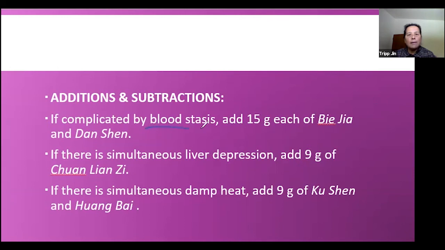If there is blood stasis, we can add 丹参 to move blood. 鳖甲 belongs to the yin tonifying herbs. So when we're moving blood, we need to tonify some blood. That's a kind of balance there. And if there is liver qi stagnation, we add 12. And for damp heat, we add 苦参 and 黄柏 to clear heat.